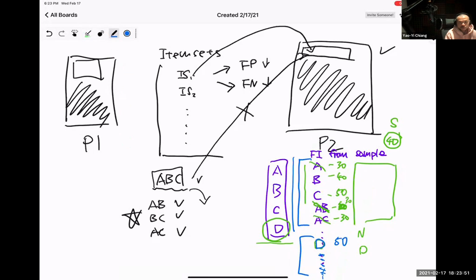What does this tell you? Is D frequent? Is D a frequent single? Yes, D is a frequent single, right? So then you have two options. The first option is, how about we just take D and add it to the final list of frequent itemsets, and we're done. Does that help us to eliminate all the false negatives?